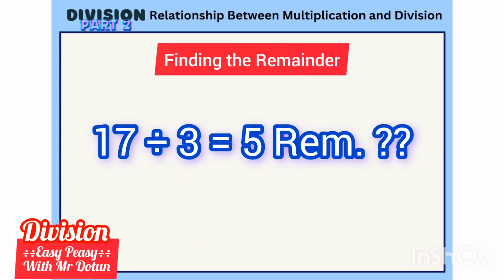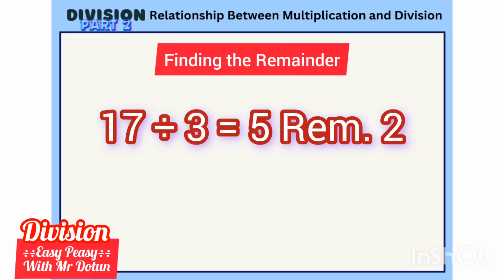Back to the main question: 17 divided by 3. In step 1, we discovered that the answer is 5. Now we know the remainder. So 17 divided by 3 is 5 remainder 2. That means there are 5 3's in 17, and after taking the 5 3's, you have 2 remaining.